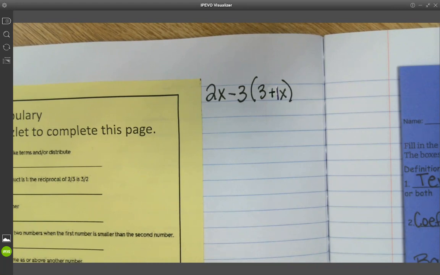Go ahead and distribute. What are y'all distributing? Negative 3 times 3. Yep, you're multiplying. Good. Yep. You said what's 3 times 3? 9. If they're different signs, it's negative. If they're the same signs, it'll be a positive.